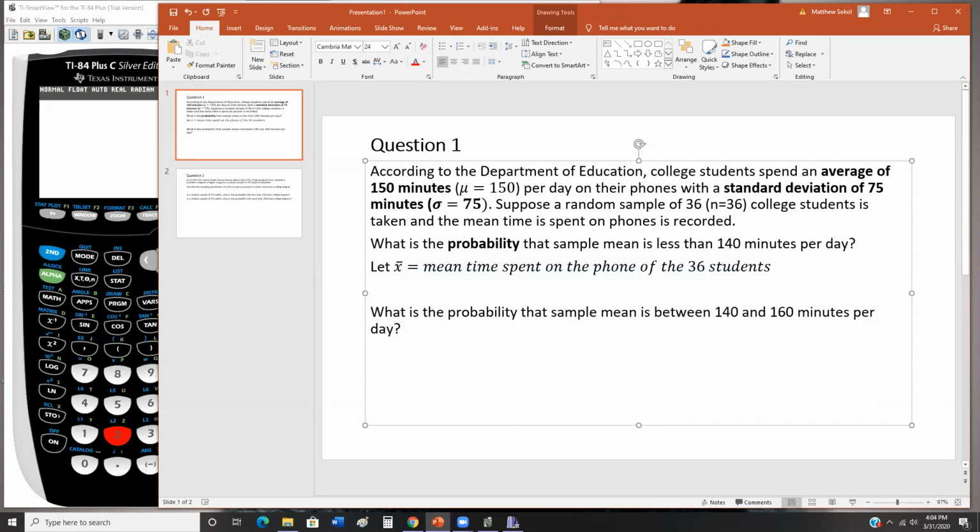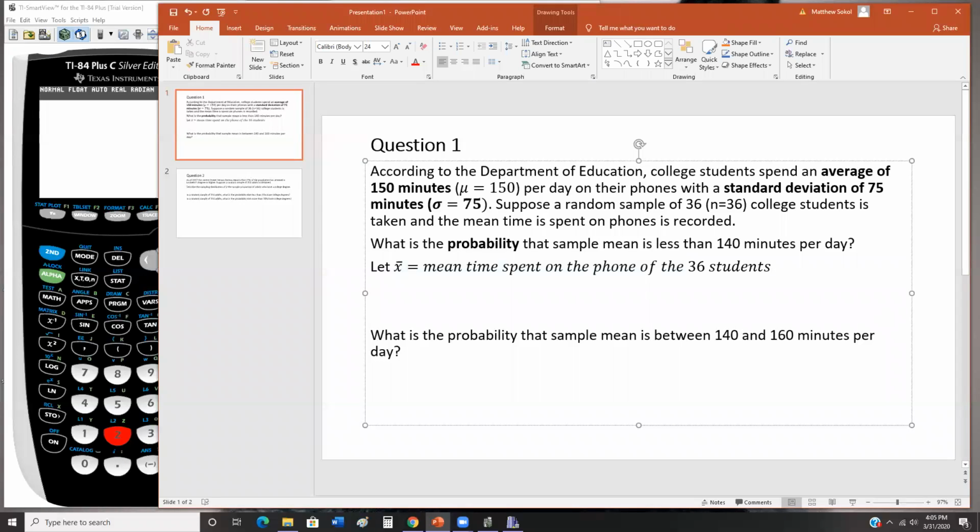Now, this x bar is actually just a random variable because before I talk to the 36 college students, I have no idea what their mean will be. So I want to find now the probability that this x bar, this average mean, is less than 140 minutes per day. Okay, so we want to figure out what that is.